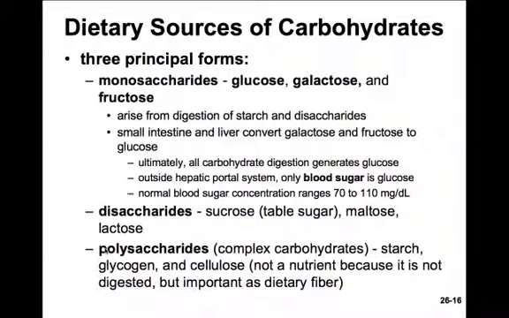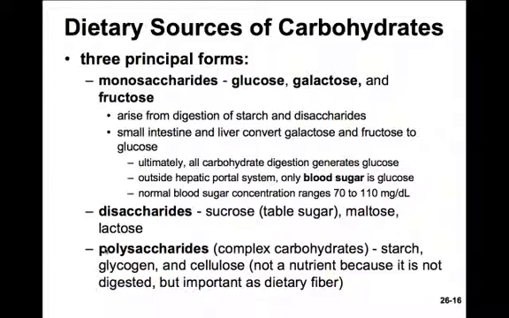So the three principal forms of carbohydrates: there's monosaccharides, disaccharides, and polysaccharides. The monosaccharides are going to be glucose, galactose, and fructose. They arise from digestion of starch and disaccharides.